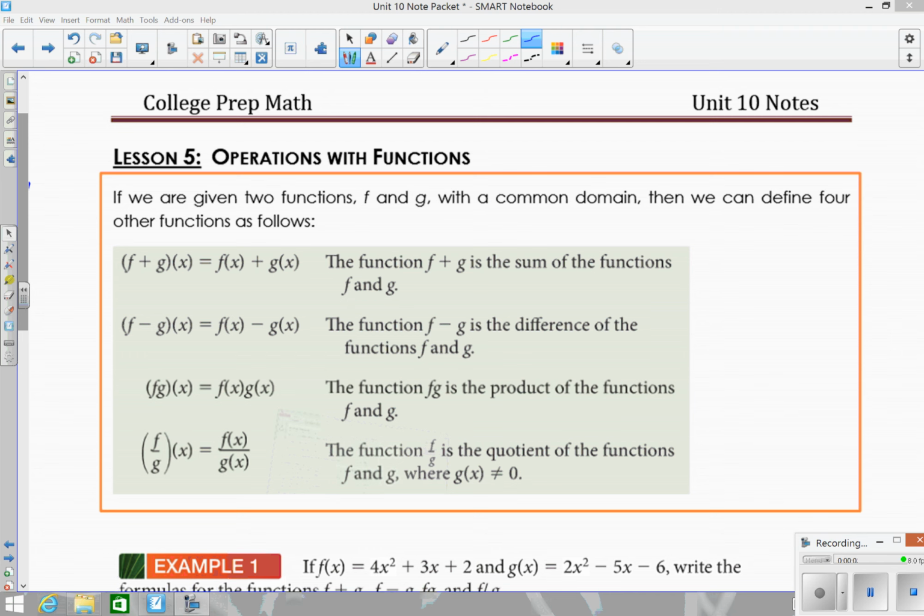In lesson 5, we're going to look at operations with functions. So addition, subtraction, multiplication, and division of functions. So here's the different notation for operations.